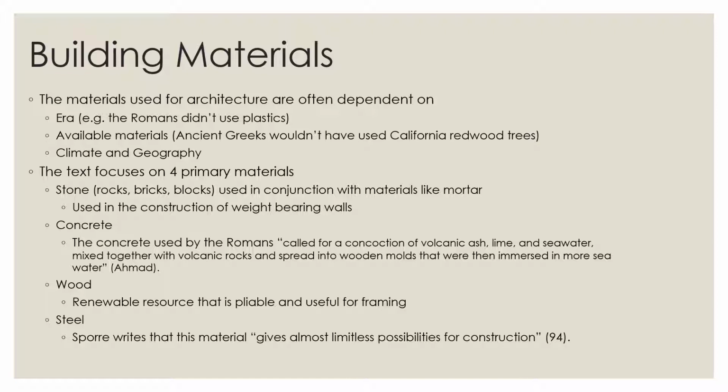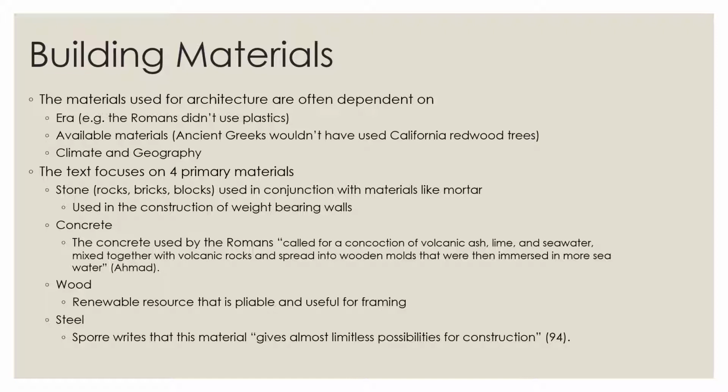The building materials used for architecture are just as varied as they are for 2-dimensional art and sculpture, and are often dependent on the era. For example, the Romans didn't use plastics, only available materials. The ancient Greeks wouldn't have used California redwood trees. Climate and geography also play a role. The beach house doesn't make sense in the Arctic. The text focuses on 4 primary materials.